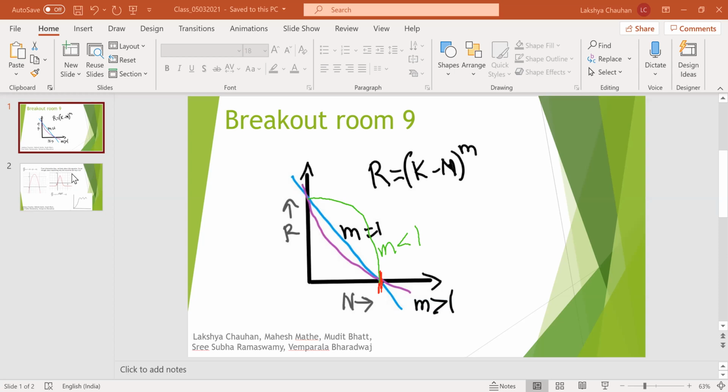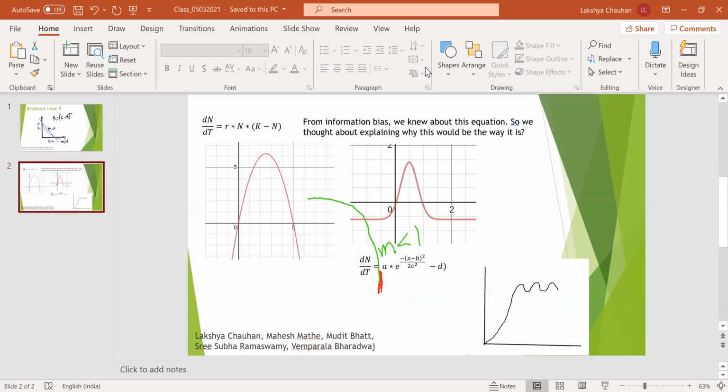So this is the first, and I couldn't find an example for the second slide. So I think we have covered the ground. I think it's fine because I am running out of time.